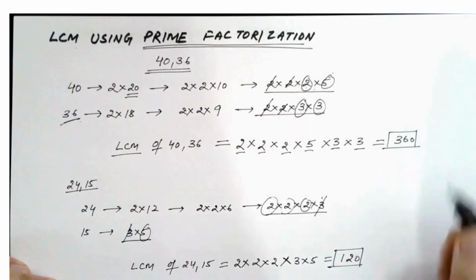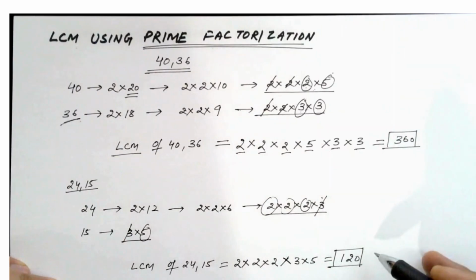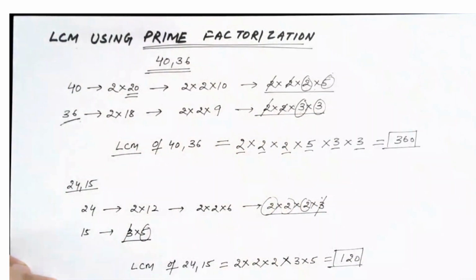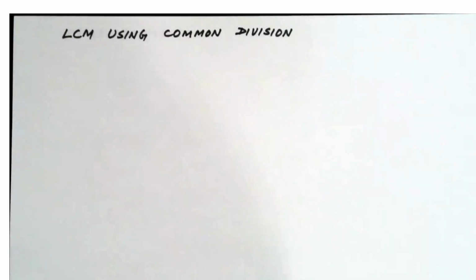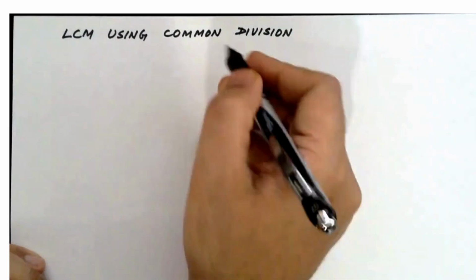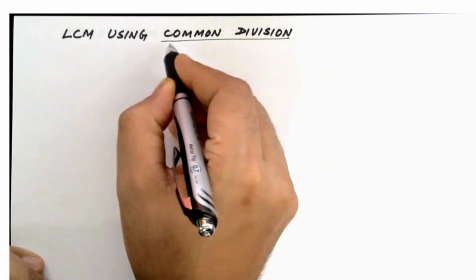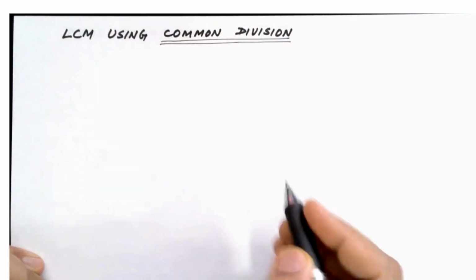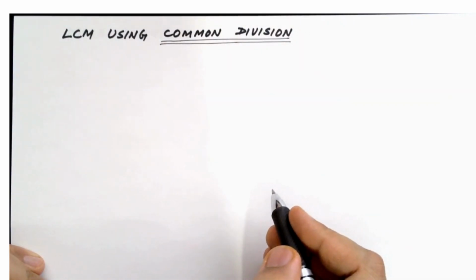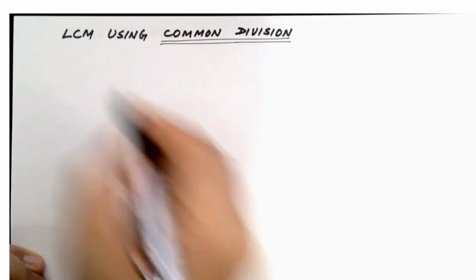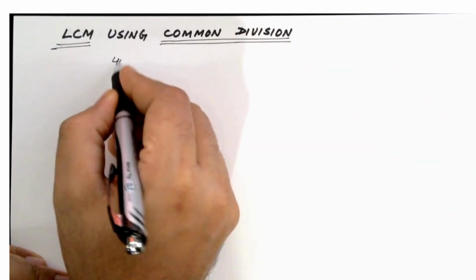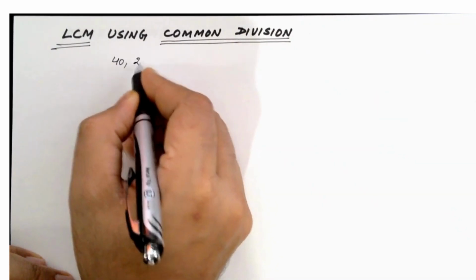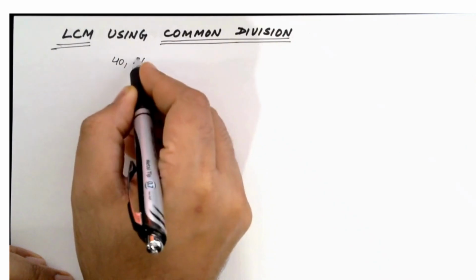So this is one method of finding the LCM of two or more numbers using prime factorization. The next method to find the LCM is using the common division method. This method we had discussed in the HCF video as well, so we will again use it to find the LCM. Let's take the same example of 40 and 36. How do we use this method?